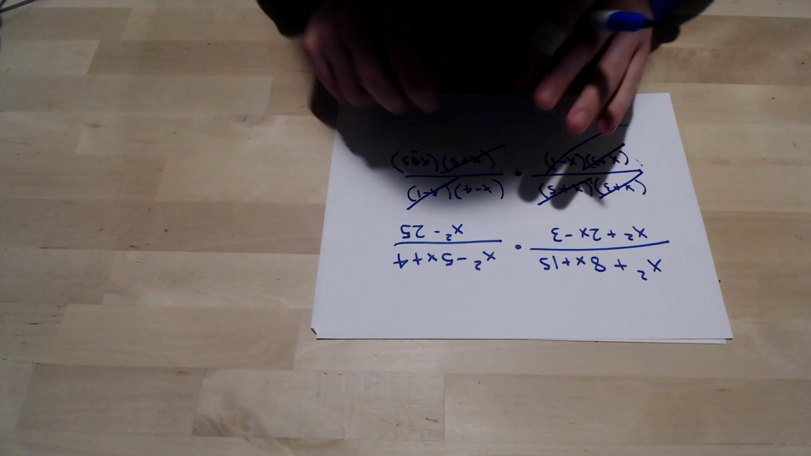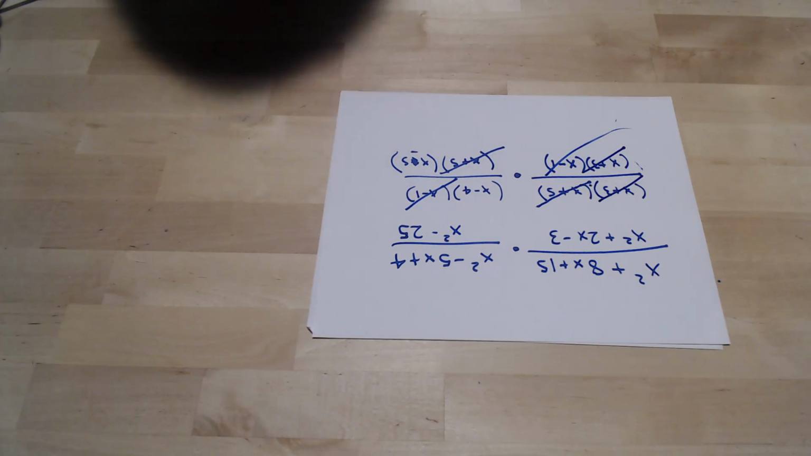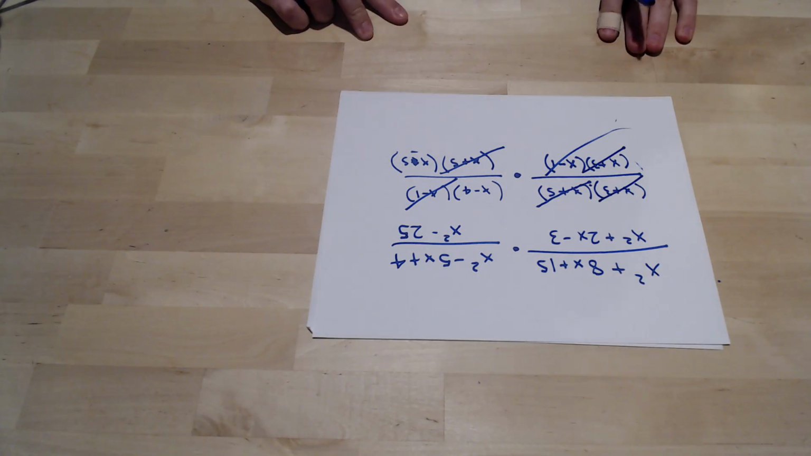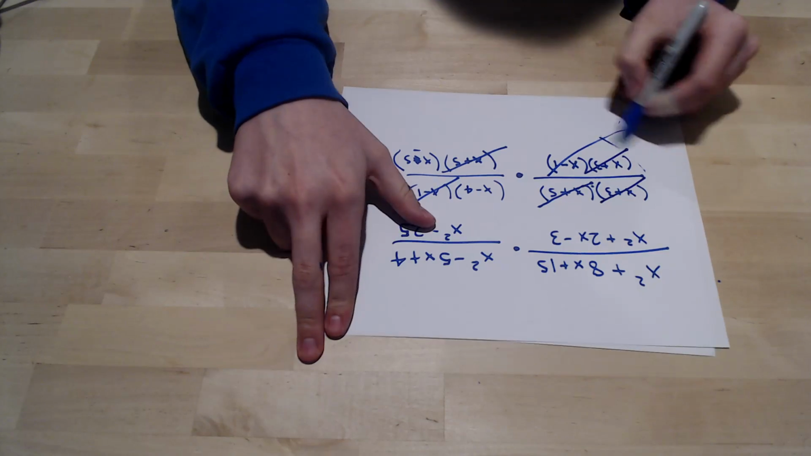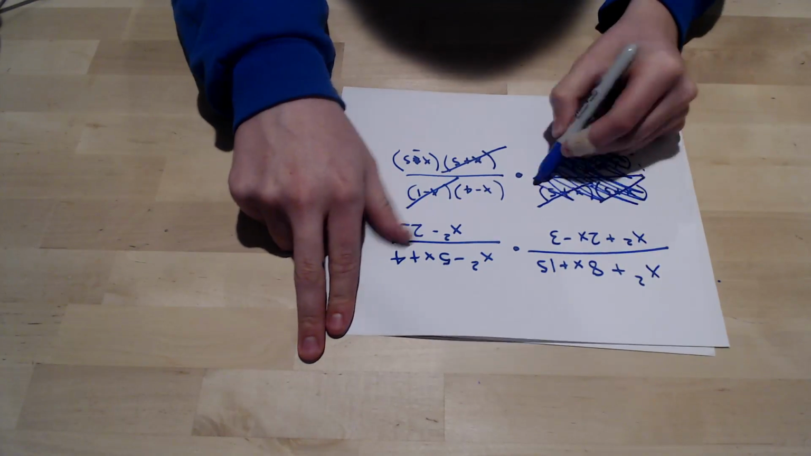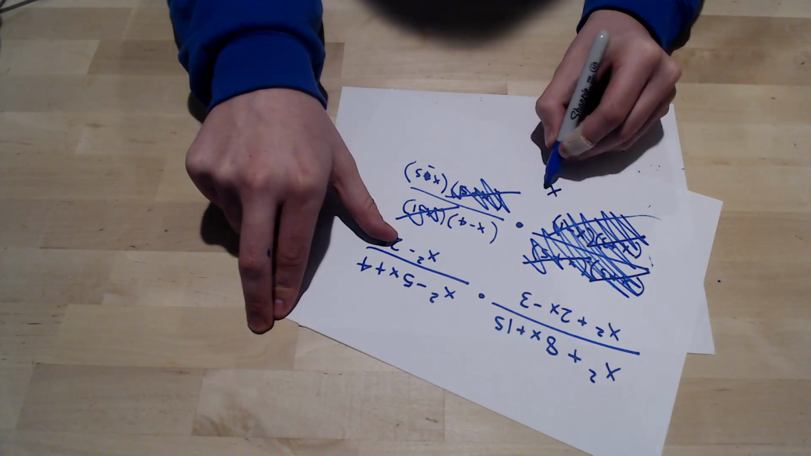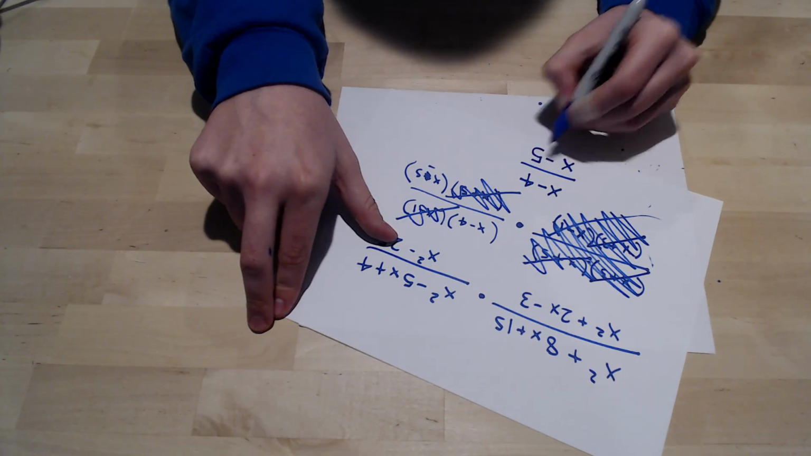Now, we've canceled out a lot here, but this is really what you have to do, since this will give us a fraction. This will give us our simplified answer. This whole first expression is gone, and these two are gone as well. So what we're left with is x minus 4 over x minus 5.